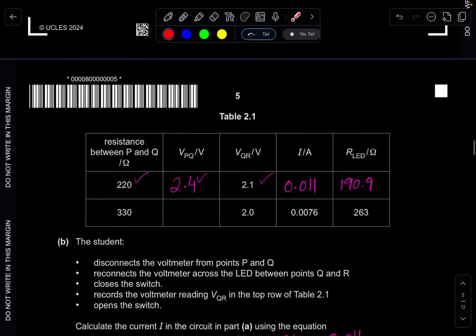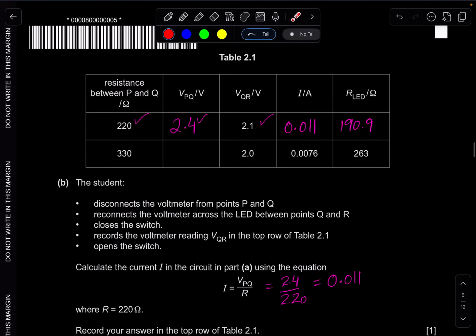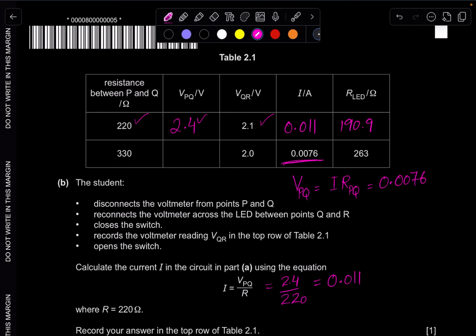Okay, so let's move to the table. You have to fill these things. There is only one quantity that you have to do. So you have to write down the voltage. We know that voltage across PQ will be current into resistance of PQ. Current is basically, there it is, 0.0076. Resistance is 330.